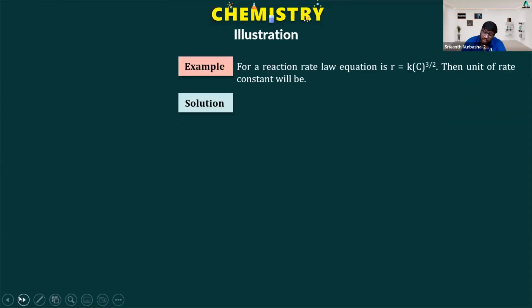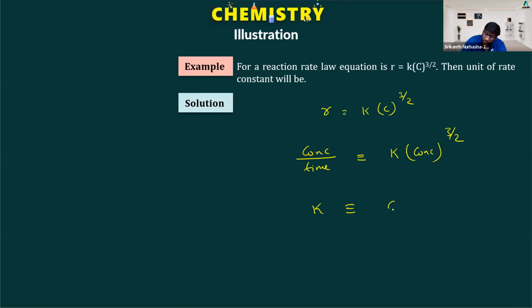For the reaction, the rate law equation is R is equal to K into concentration of C whole power 3 by 2. Then the unit of rate constant will be as follows. Rate is concentration by time. That is equivalent to, I am writing, so I'll directly cancel out the units. Concentration power 3 by 2. So K is equivalent to concentration power 1 minus 3 by 2 into time power minus 1.